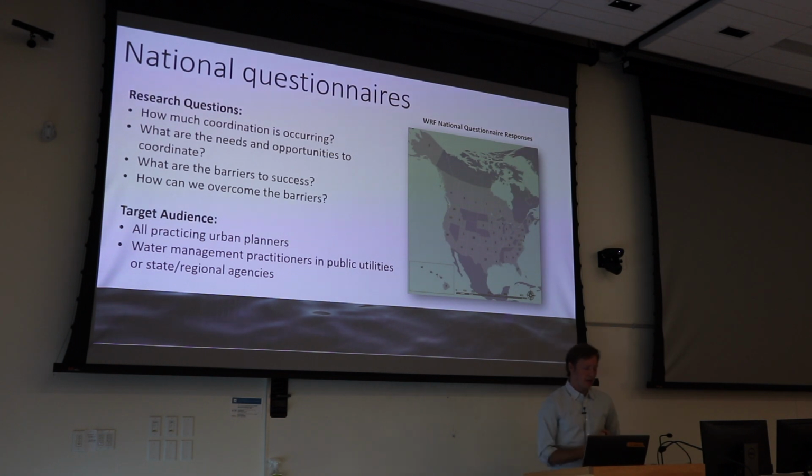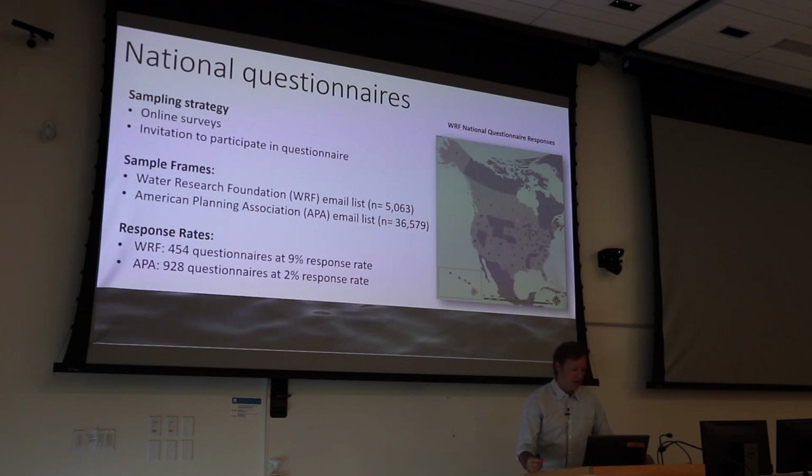The goal was to target all practicing urban planners in the country through the American Planning Association, and then to target the water management practitioners in public utilities. The Water Research Foundation is an organization that public utilities subscribe to and get research products, like a professional organization. We did 2 online surveys through their emailing lists, and we were able to get over 1,000 questionnaires back from practitioners, and that's where these next set of data come from.